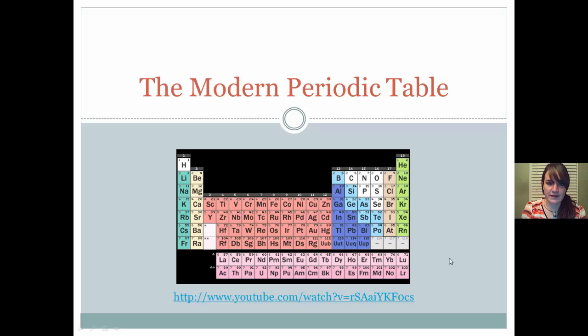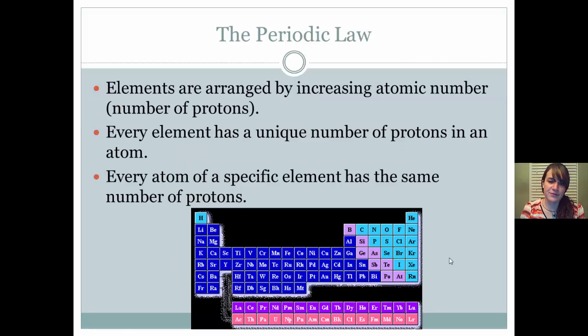So let's get started with the rest. First off, we have the periodic law. We've kind of been talking about this, but we haven't quite put that name to it yet. Periodic law tells us that elements are arranged by increasing atomic number.